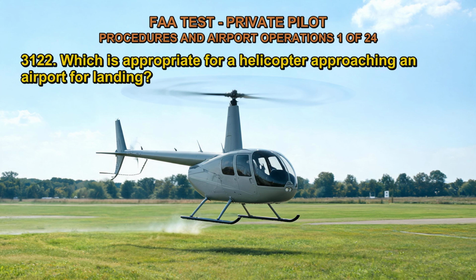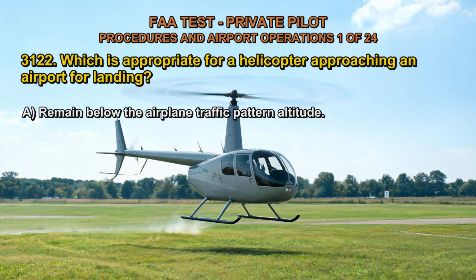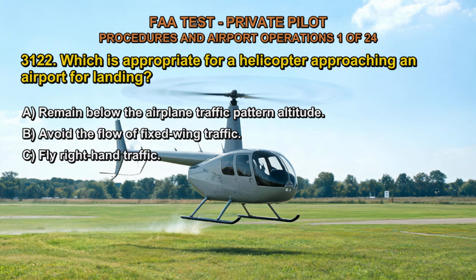3122. Which is appropriate for a helicopter approaching an airport for landing? A. Remain below the airplane traffic pattern altitude. B. Avoid the flow of fixed-wing traffic. C. Fly right-hand traffic. The correct answer is B.